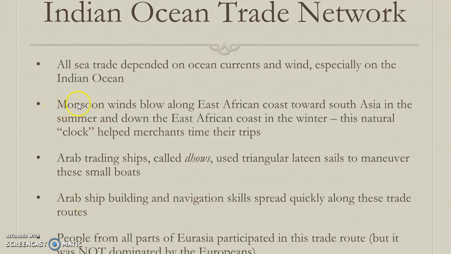All right, I mentioned monsoon winds before. Very important to know, guys. These monsoon winds would blow from the East African coast towards South Asia in the summer and back the other direction in the winter. It was a natural clock. You knew what to expect. So the merchants timed their trips based on that, and that is what made the Indian Ocean Trade Network so attractive to merchants, because they knew exactly which direction they had to go and when they needed to come back.